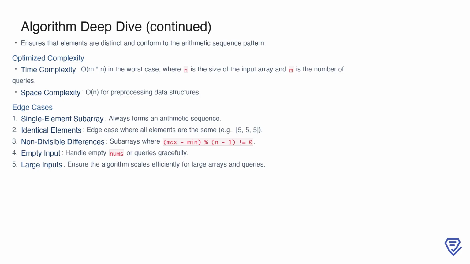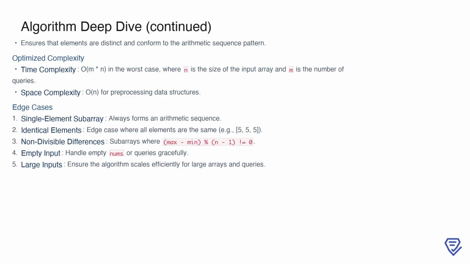Its time complexity is O(m * n) in the worst case, where n is the size of the input array and m is the number of queries. This is an improvement over the brute force method for scenarios with large arrays and multiple queries. The space complexity is O(n), accounting for the pre-processing data structures like the prefix sum array and frequency map.